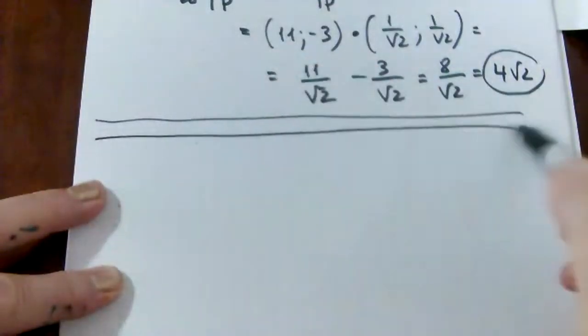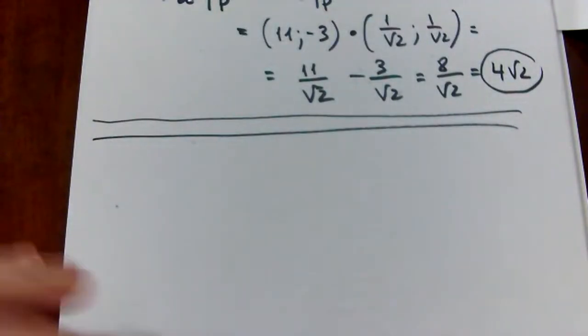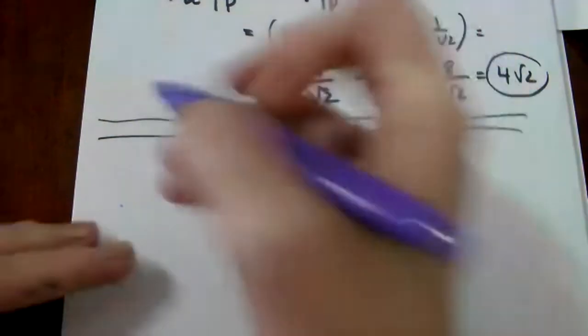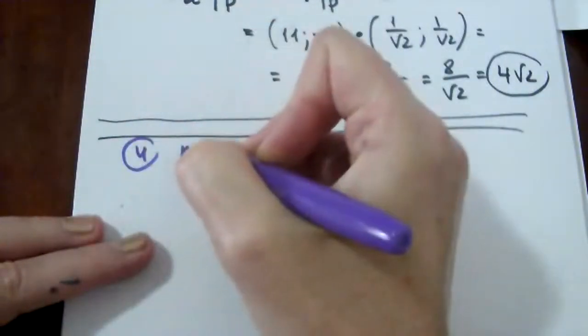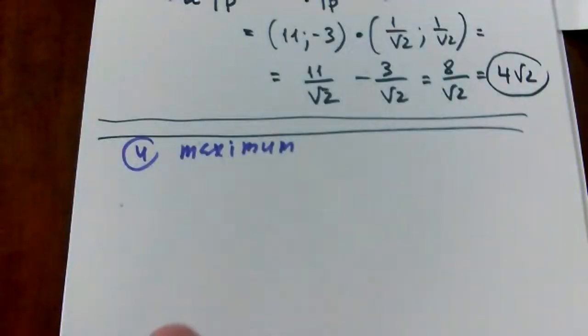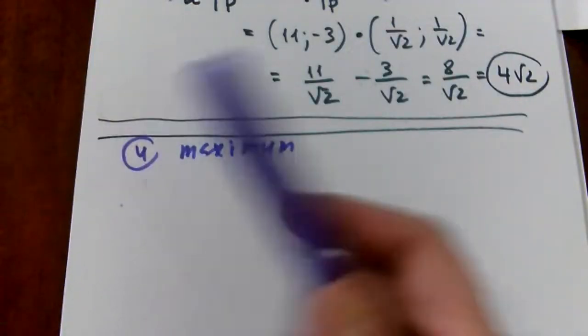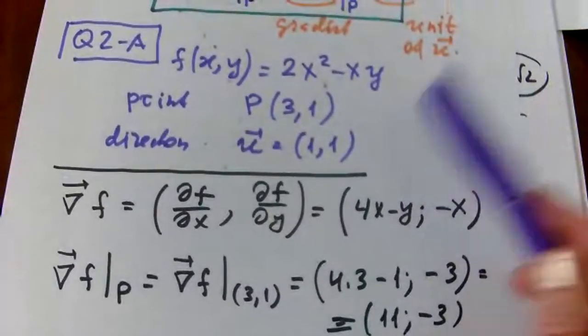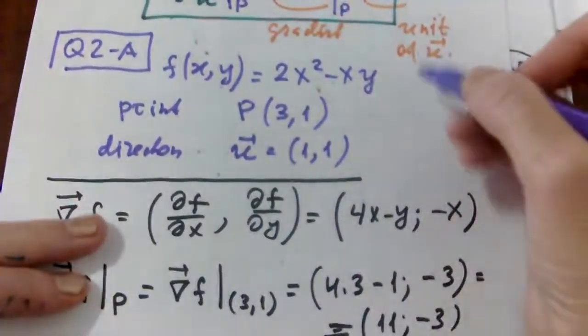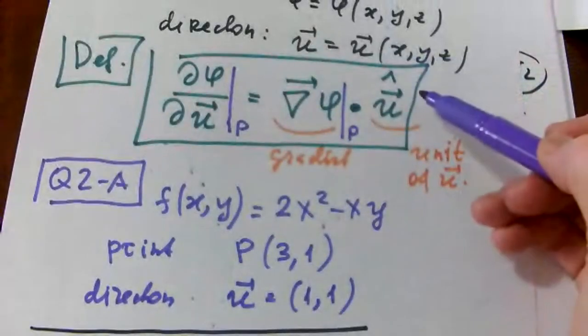The next topic, subtopic number 4, will be maximum change of rate. I forgot to mention these words. So directional derivative actually shows the change of rate of the function when you move in this direction. It's a pity that I didn't mention it before. I didn't even use this word.